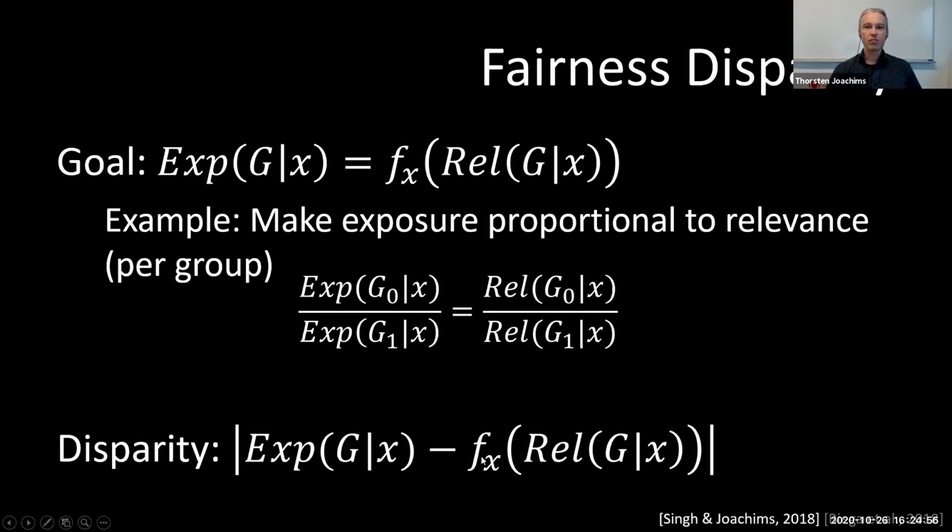If you have this function F here, you can turn this goal into a disparity, right? You just say, instead of having this be equal, you take the difference between the two, take the absolute value, and then 0 would be optimal, but you can allow some error, right? And so eventually we will want to minimize this disparity. So now we have a target of what we mean by fairness, right? We want this specific allocation of exposure based on the relevance of the items.